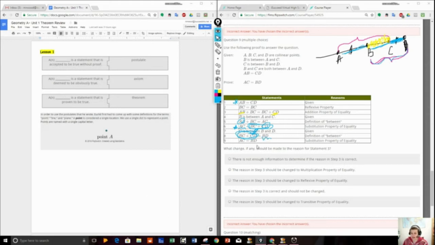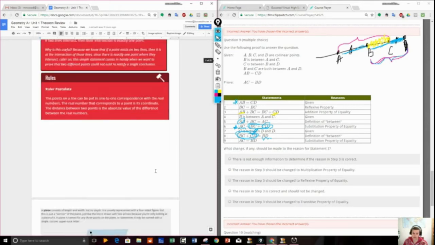Now it's asking us what change, if any, should be made to the reason for statement 3. There is not enough information to determine if the reason in step 3 is correct. The reason in step 3 should be changed to multiplication property of equality. The reason in step 3 should be changed to reflexive property of equality. The reason in step 3 is correct and should not be changed. And the reason in step 3 should be changed to transitive property.